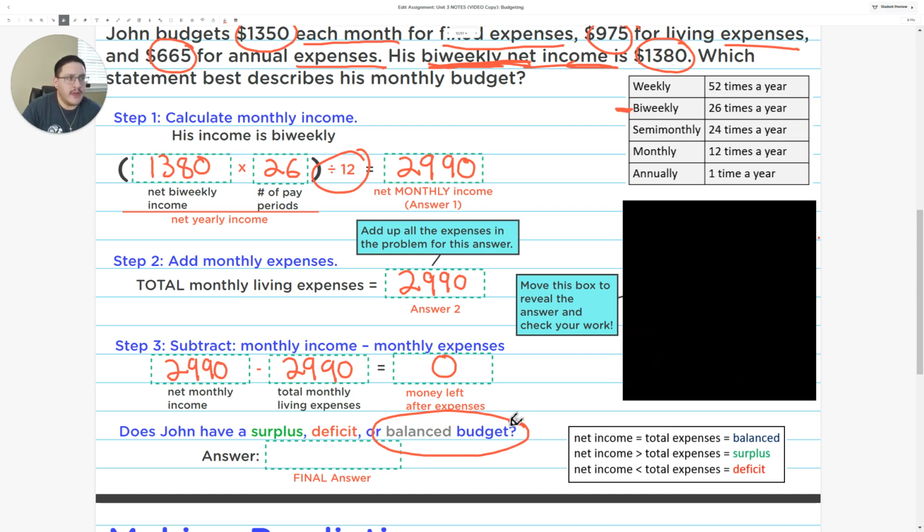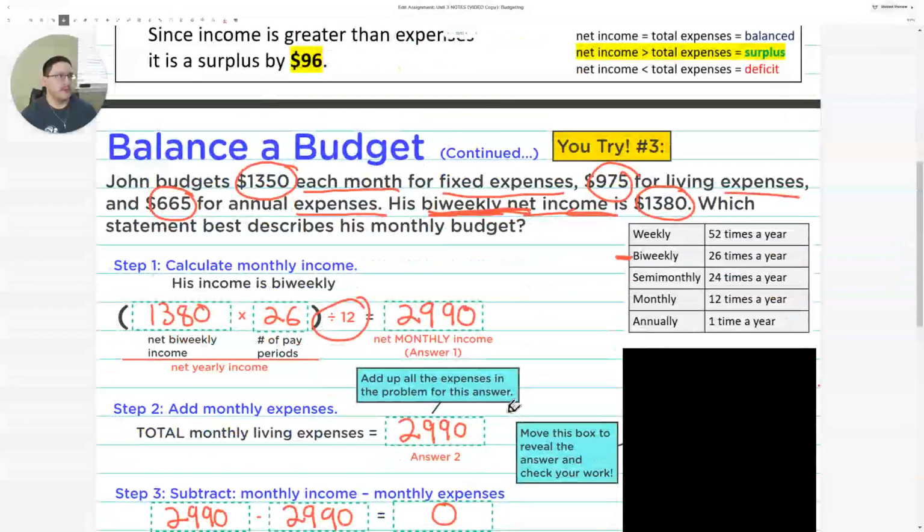And again, if that number was anything but 0, it would have been a surplus. If it had a negative sign in front of it, it would have been a deficit. But because it equals 0, this is a balanced budget. We got exactly what we needed for the month. And that's it for You Try number 3.